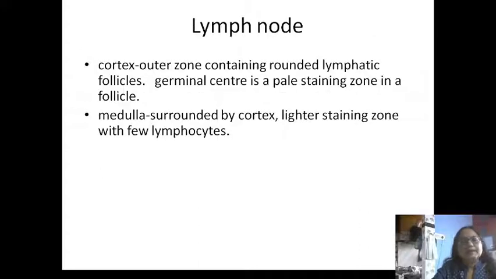A lymph node has an outer cortex which contains rounded lymphatic follicles. Some of these lymphatic follicles have a central pale staining zone which is called the germinal center. So these follicles with the germinal center are antigenically stimulated, so they are called the secondary follicles, and those follicles which do not have the germinal centers are called the primary follicles. So, a cortex and a medulla. The medulla is surrounded by the cortex and it is a lighter zone with fewer lymphocytes.